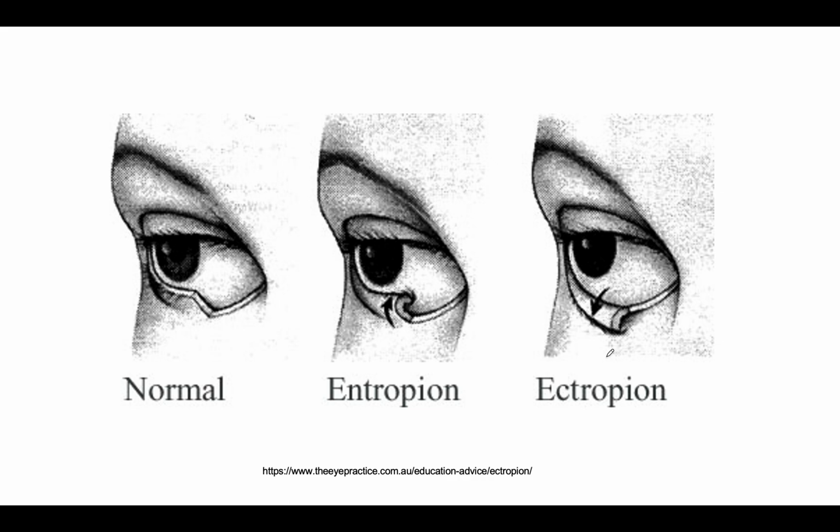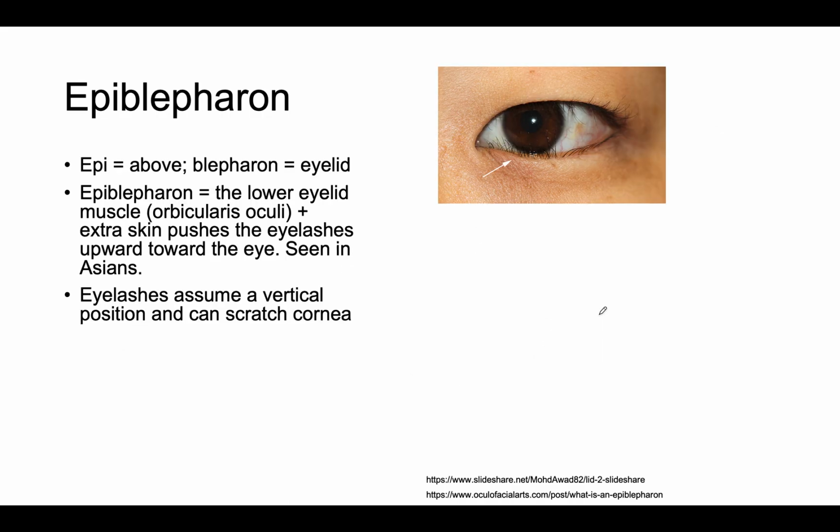Here's another depiction of entropion versus ectropion. We can see that in entropion, the eyelid turns inward, while in ectropion, the eyelid turns outward. Now, I want to contrast these with epiblepharon, where the eyelid is normally positioned. However, the eyelashes point upwards. This also can be seen typically in East Asian individuals. The eyelashes sometimes, when they assume this vertical position, can also scratch the cornea, causing some irritation.